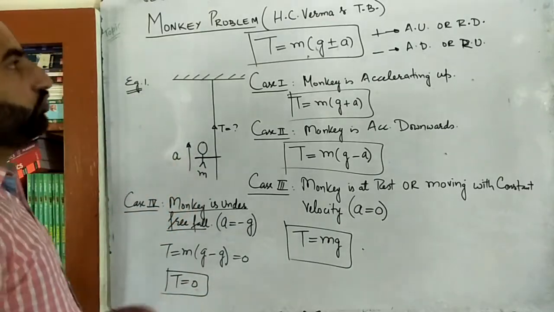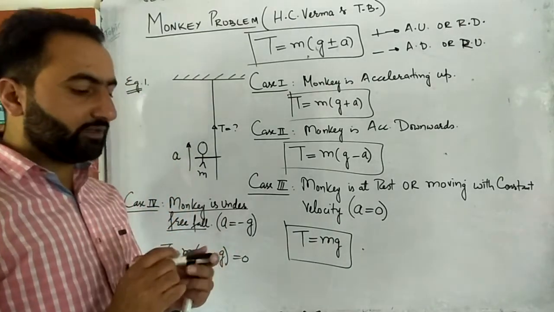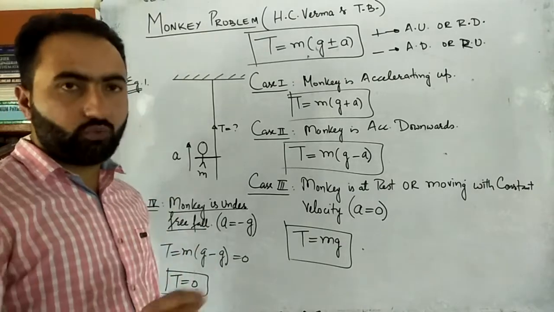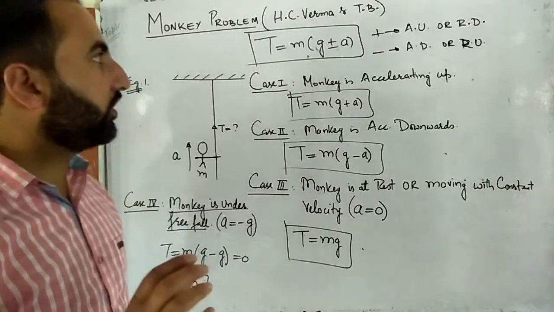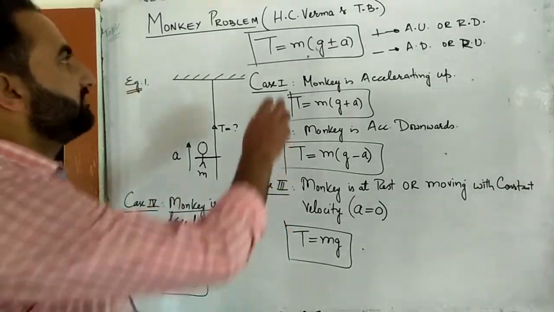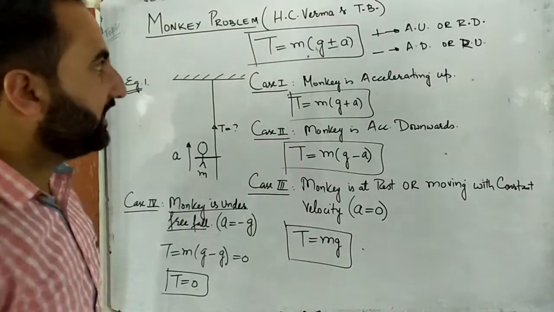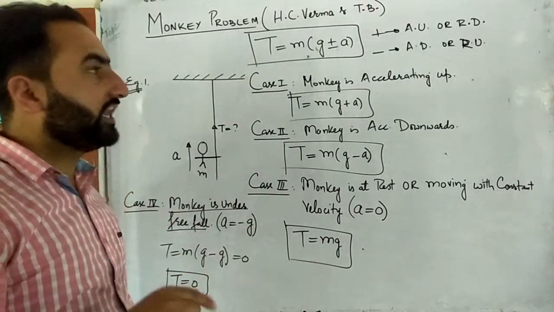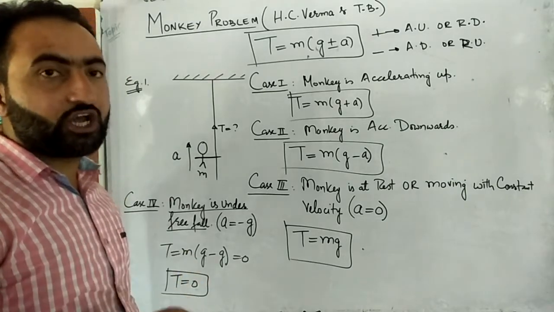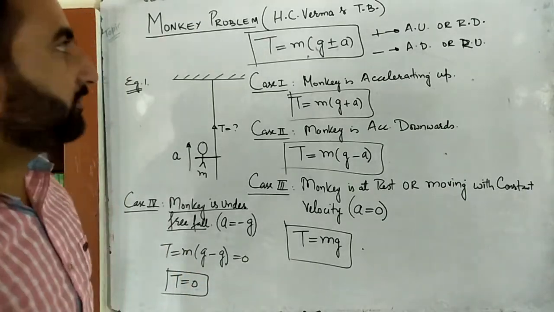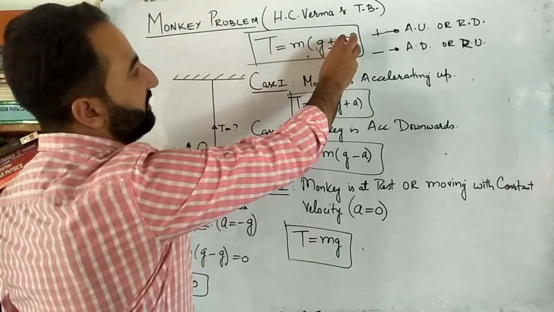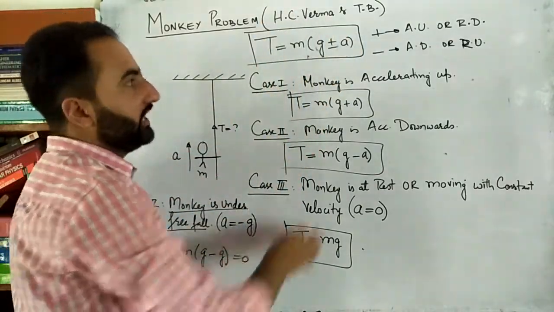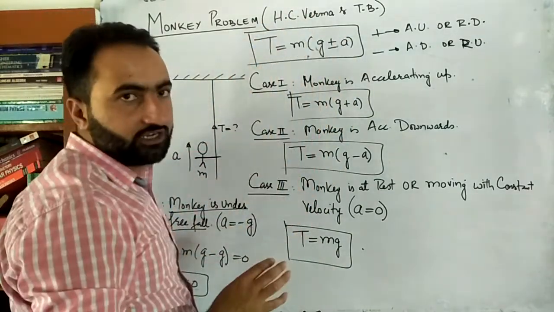Okay? So at the end of the day you will have to memorize only one equation for these competitive exams, and that is this: T is equal to m into g plus or minus a, plus sign when accelerating upwards or retarding downwards, and negative sign when accelerating downwards or retarding upwards. For example, if it's accelerating upwards, then positive comes, and if it's accelerating downwards, then negative comes.